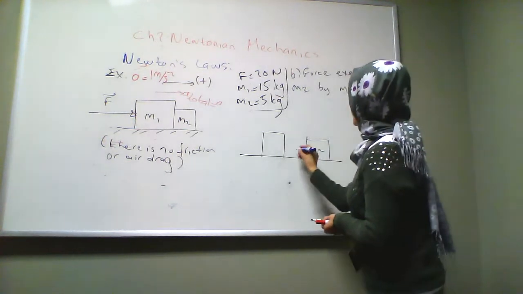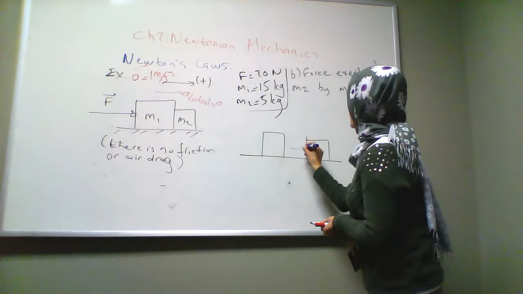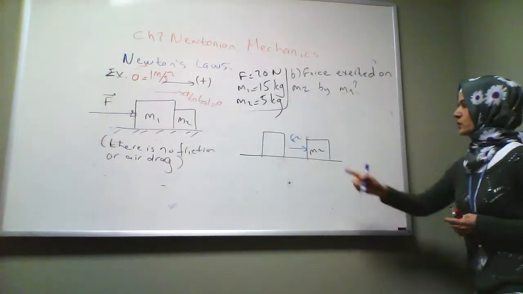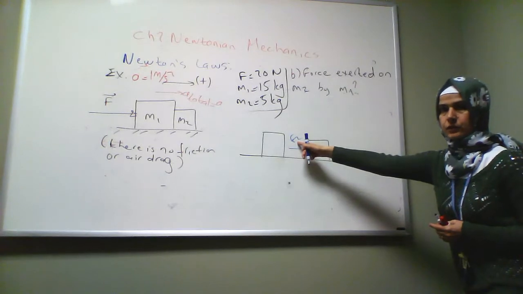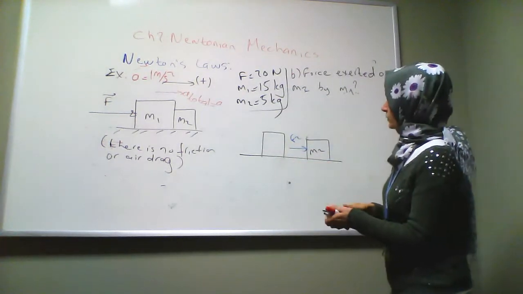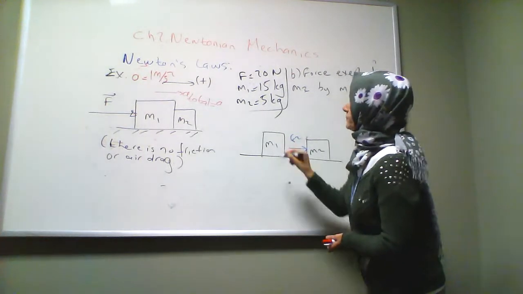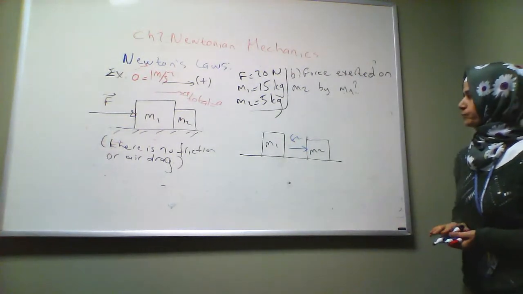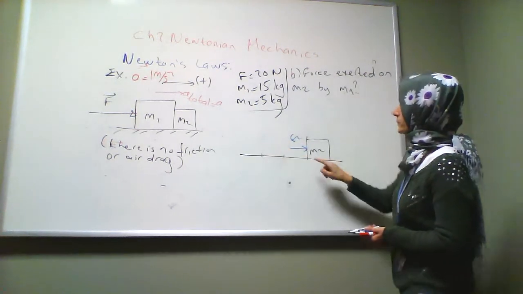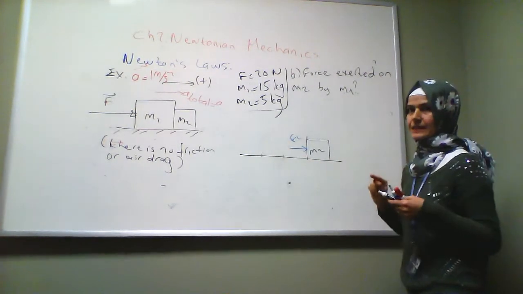So let's say there is a force exerted on M2 by M1, and let's call this F2. So M2 has a force exerted on itself by M1, and we call this F2. Okay? Let me delete this M1 now. Just leave M2.